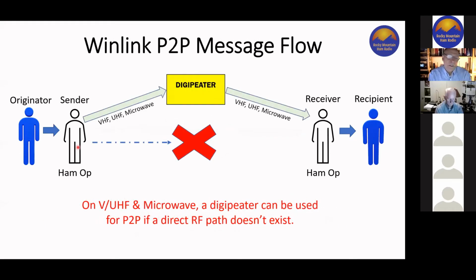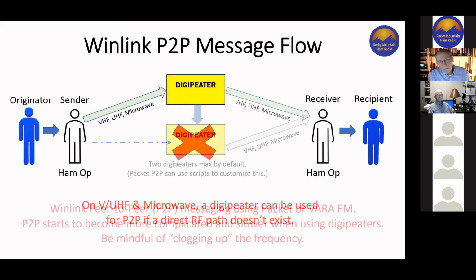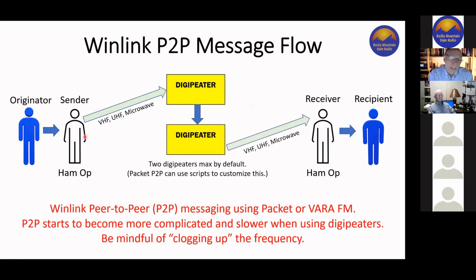Now, it is possible that the two cannot connect directly together, but on VHF or UHF or microwave, you could have a Digipeater. And it will allow you, on packet or on VARA FM, to basically go from the sender to the receiver through a Digipeater. And you're still doing peer-to-peer messaging. You're just using a Digipeater to extend that distance so that the two can actually communicate with one another. You can actually go up through 2 Digipeaters by default in the software in Winlink Express, using either packet or VARA FM.